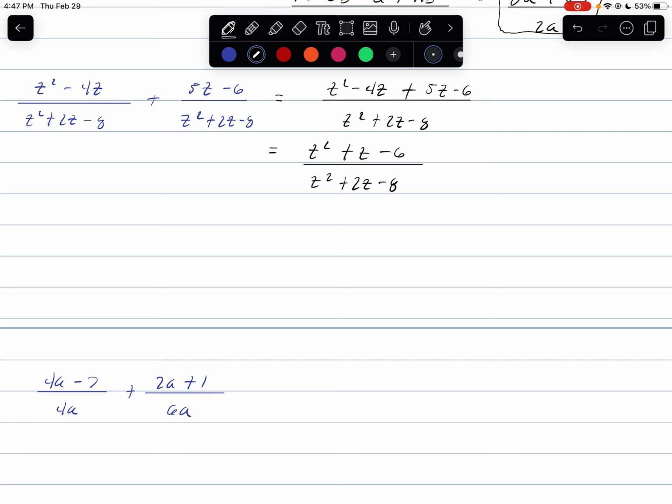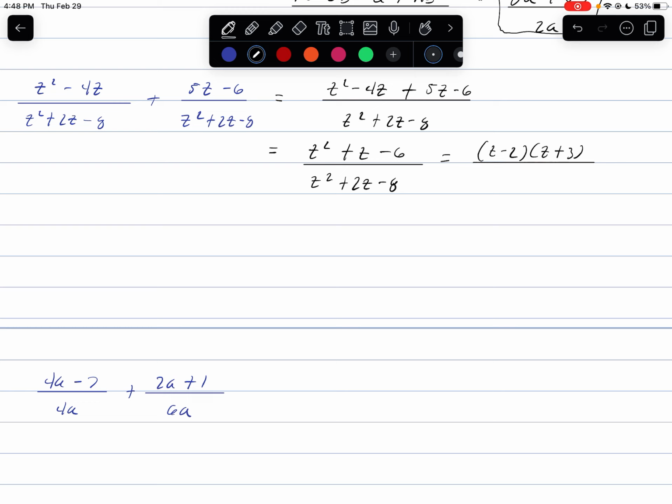Now we need to factor each of these. Let's start with the numerator. If we factor the numerator, we need to find two numbers that multiply together to give us negative 6 and add together to give us 1. That comes from the implied 1 in front of the z there. I'm thinking negative 2 and 3. If you multiply negative 2 times 3, we get negative 6, and negative 2 plus 3 gives us 1. So we can write this as (z minus 2) times (z plus 3).